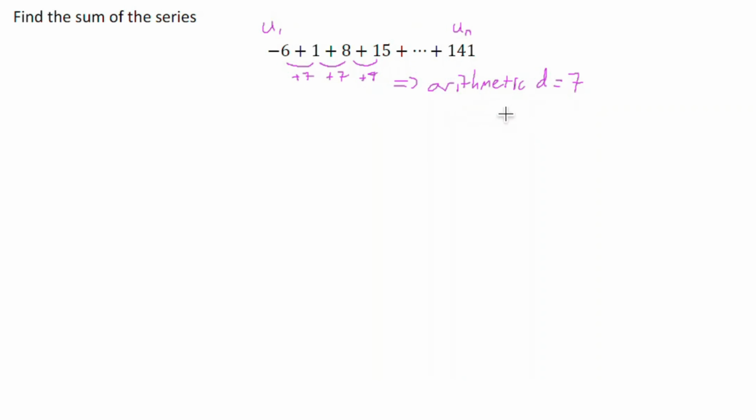Given that this is arithmetic, let's refer to our formulae for arithmetic series. Remember, there are two of these: n over 2 times u1 plus un, or n over 2 times 2u1 plus n minus 1 times d. Now we have u1, un, and d, but we don't have n, and we need n for both of these. So the first thing we need to do is find n.